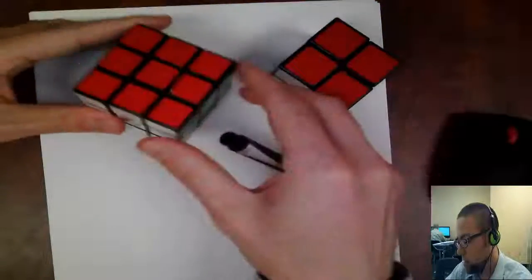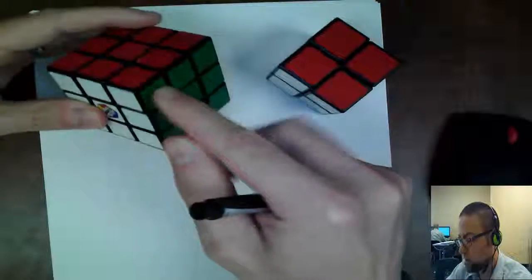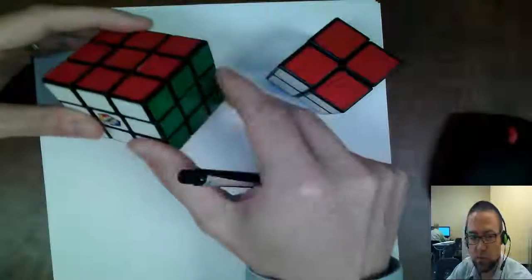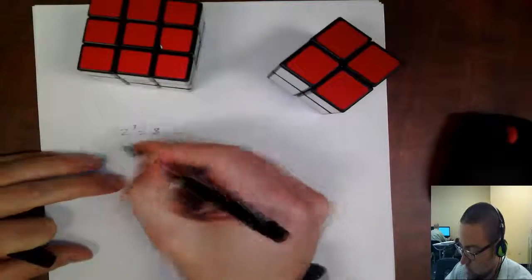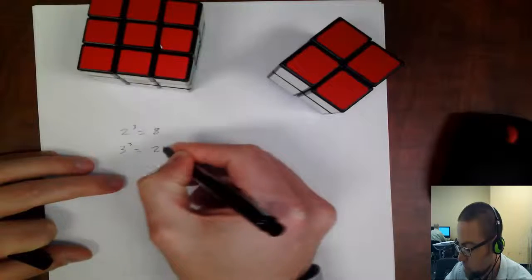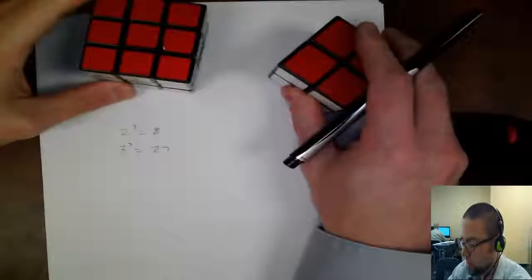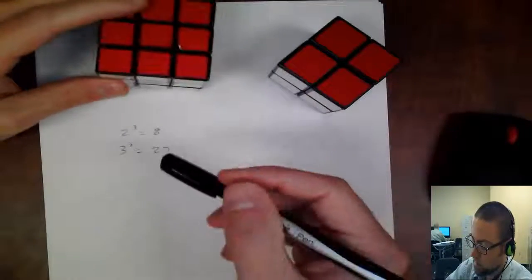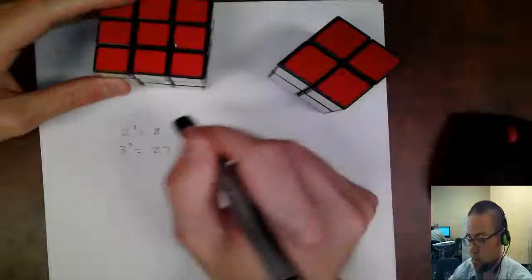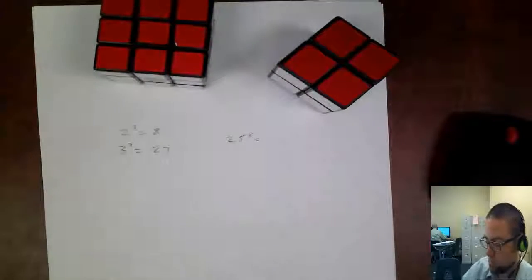Here we have 3 by 3, so there's 9 on the top face and then 3 layers, so 9 times 3 is 27. So 2 cubed is 8 and 3 cubed is 27. So what happens if we have a side length that is not 2 or 3, between 2 and 3, right?